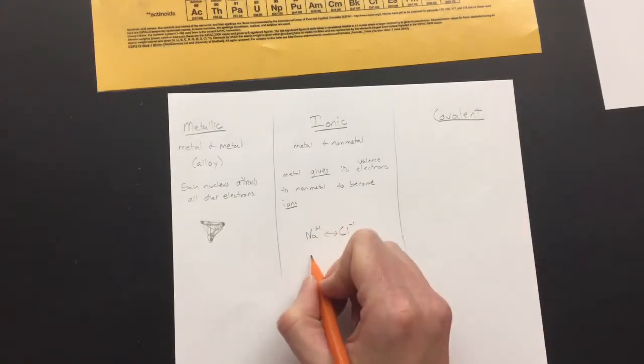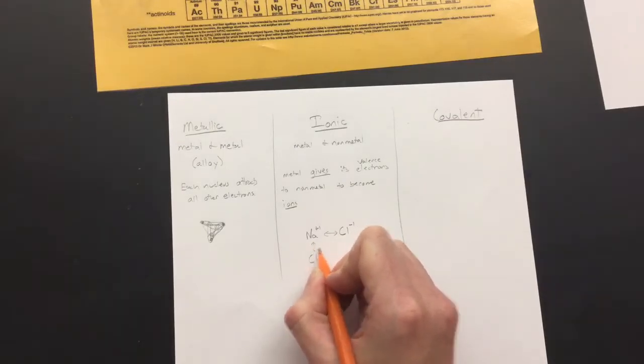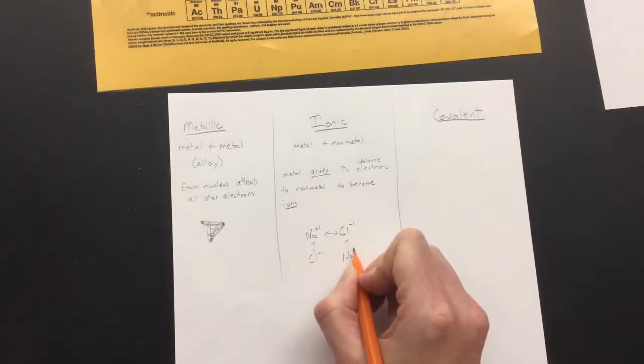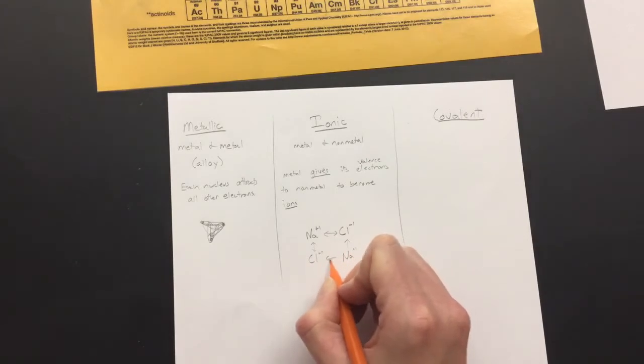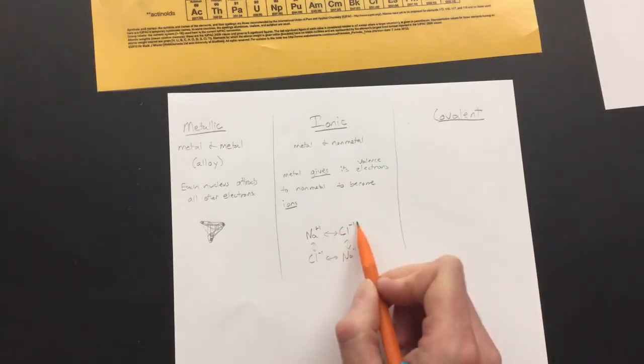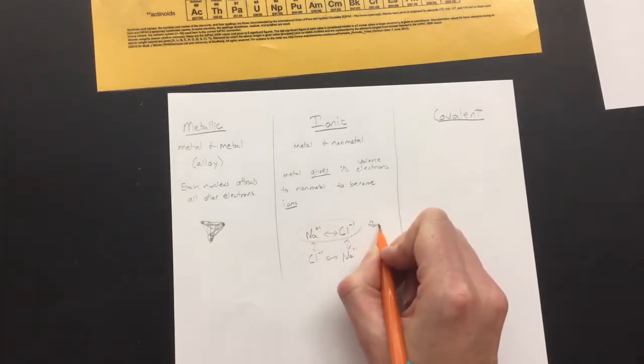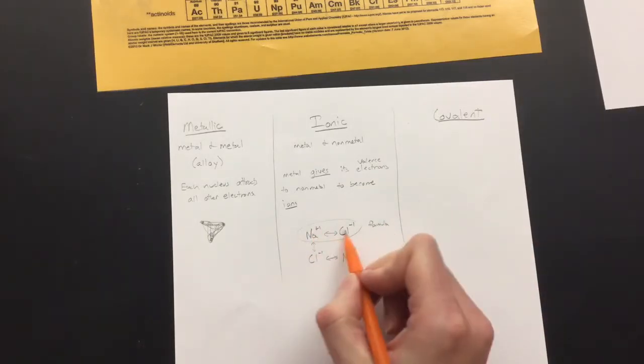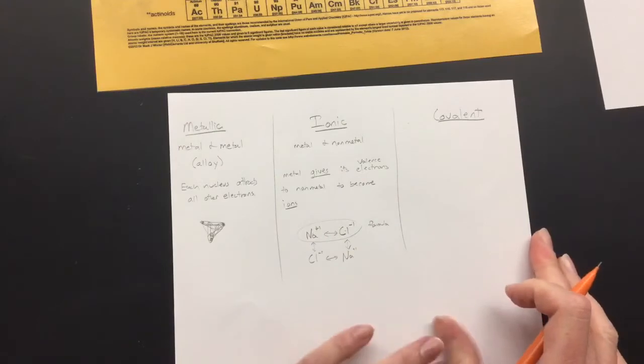These get held together in a kind of network too, where you've got your +1 and your -1, and they're all attracted to each other. They call this a formula unit, because that's the minimum number that you need in order to have everybody happy, which we'll talk about in another video.